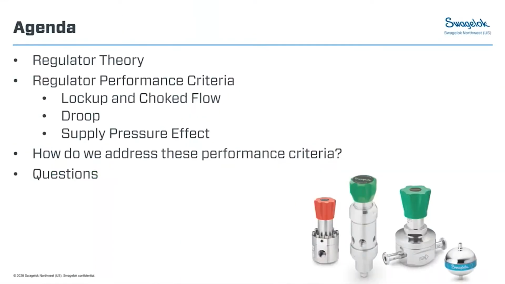So quick run through of what I'll cover today. We'll go into a little bit of just background on regulator theory. What is a regulator? And then I want to cover some performance criteria around pressure regulators, those being lockup, choked flow, droop, and the supply pressure effect, which you may have heard of before. And then how do we address each of these performance criteria? What can we do differently starting today with our systems to help eliminate or address some of these performance criteria with a regulator?